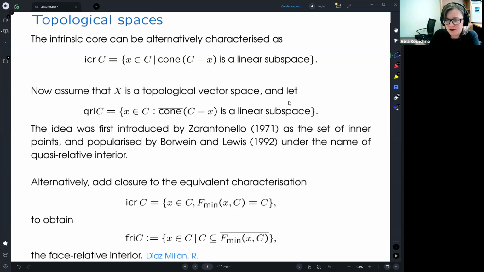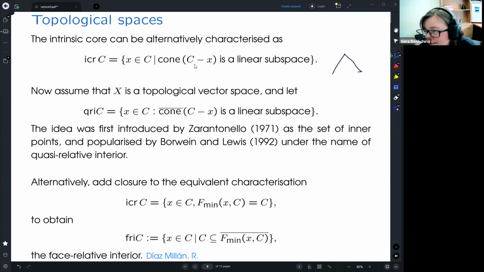And when Rainier and I were working on our paper, we were told by a referee that, contrary to what we thought, that was actually introduced first by Borwein and Lewis in 1992. It was actually first introduced by Sir Antonelli in 1971 under a different name. In any case, what you do, you take one of the equivalent definitions of the intrinsic core. For example, in this case, I can characterize quite easily the intrinsic core as all points in my set C such that the conic hull of C minus x is a linear subspace.